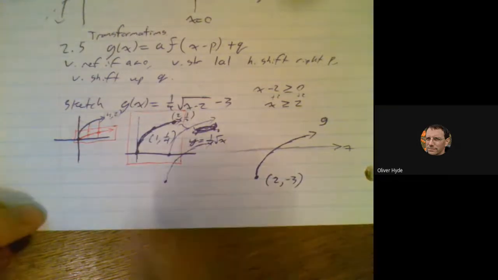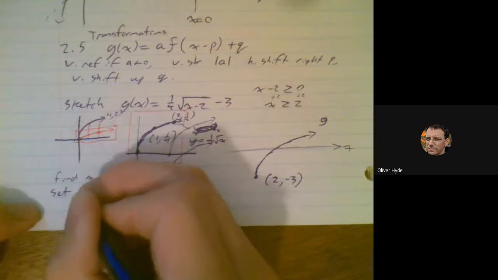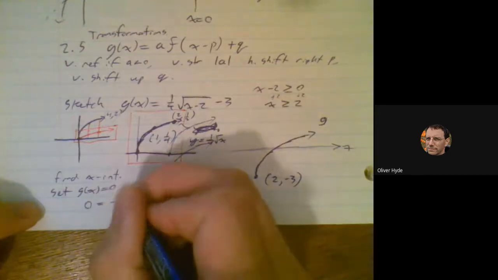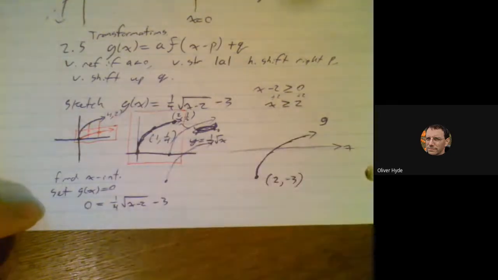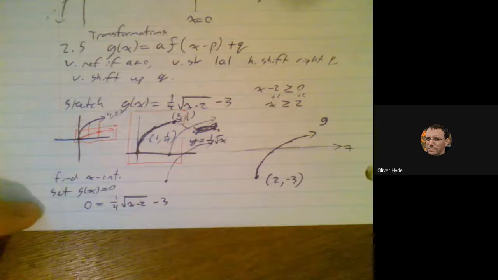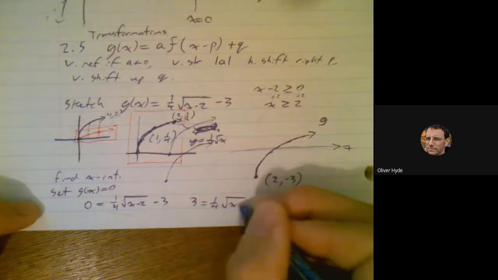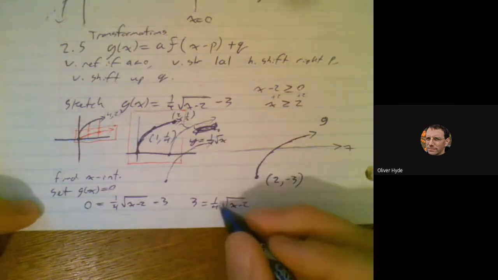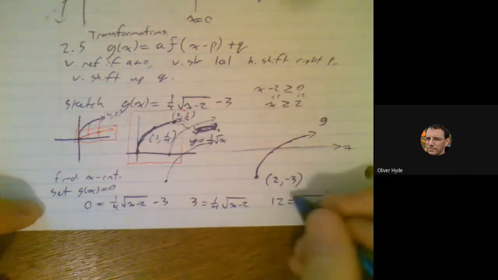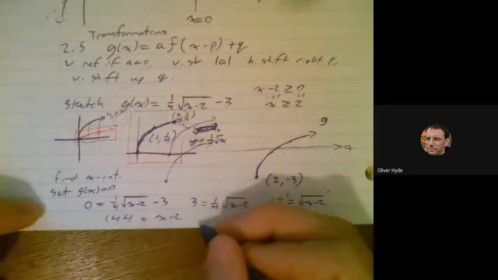Let's pretend the question asked us to find the x-intercept. We would set g of x equal to 0, that means that 0 would have to equal 1/4 times the square root of x minus 2, minus 3. And you're going to solve for x as if it's a linear equation by undoing these operations in reverse order with inverse operations. You add 3 to both sides. You could multiply both sides by 4. Gives you 12 equals the square root of x minus 2. You square both sides. 144 is going to be equal to x minus 2. And then you add 2 to both sides.